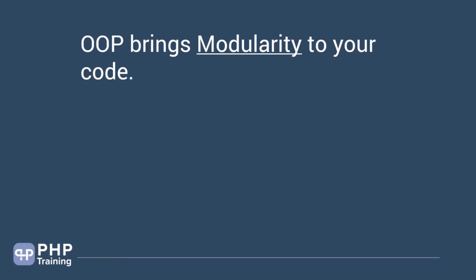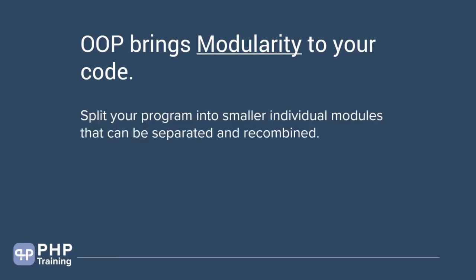That's basically the benefit that OOPs bring to your code. And when I say modularity, which actually means you split your program. Let's say you have 1000 lines of program that you typically write. You split your program into smaller individual modules that can be separated and that can be recombined. And how you're going to do it is all about how you write and understand the OOPs concept.